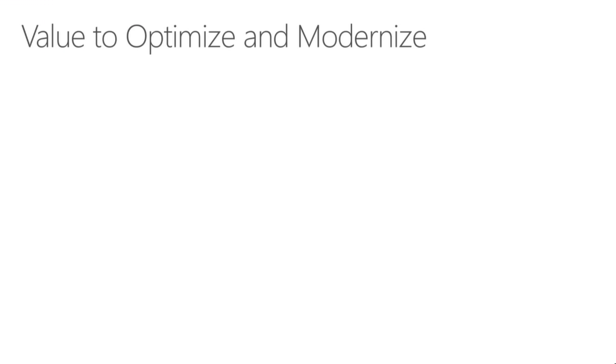So step one. What is the value? You're hearing a lot, okay, I'm going to optimize things. I want to modernize things. And sure, that sounds great. Modern is always better, I guess, than not modern. But what is the point, right? What are we doing? Why are we doing this?